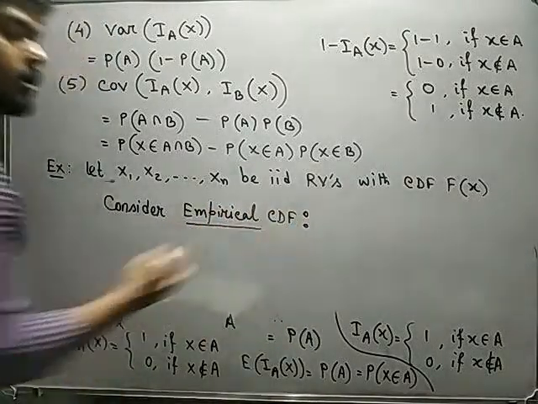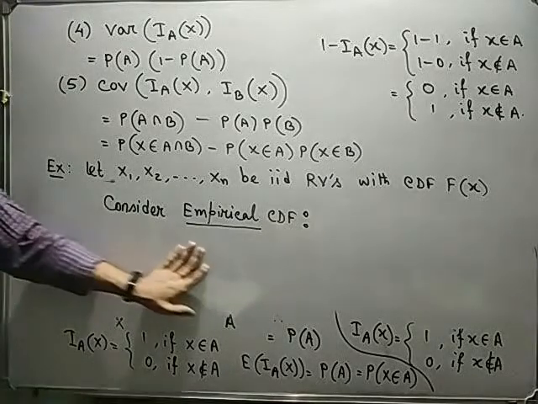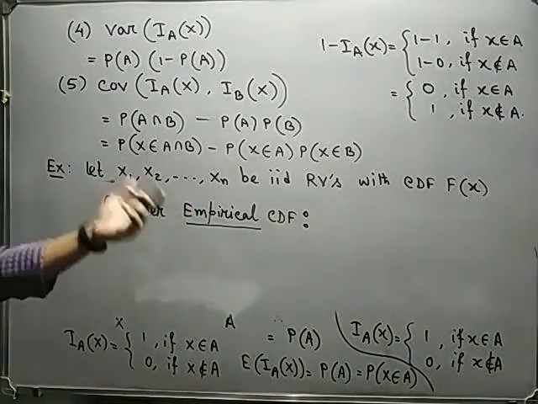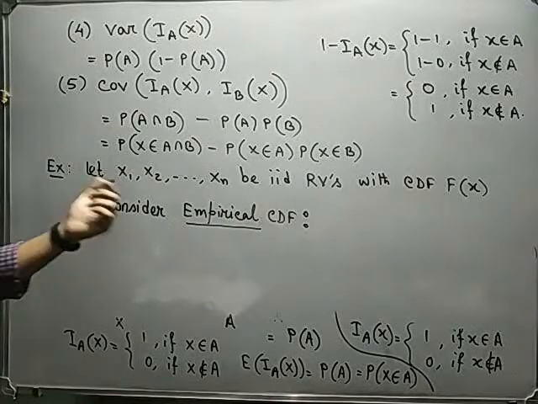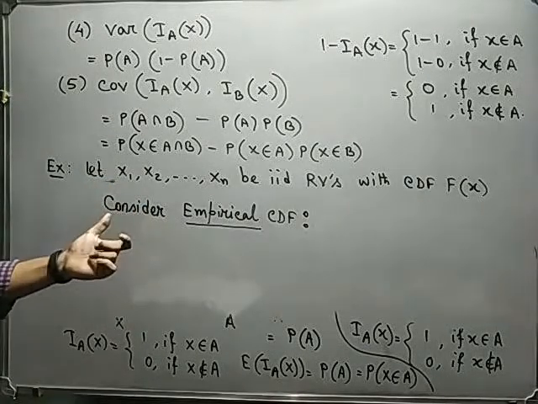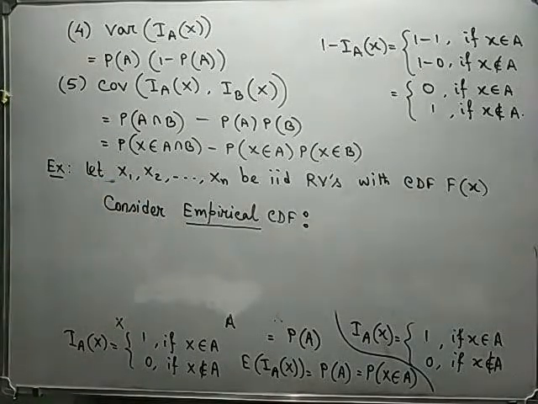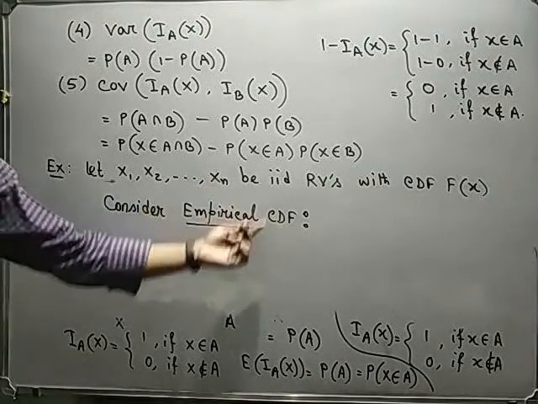Now this word empirical means that if any formula comes from the sample, or is generated from the sample, that formula is called an empirical formula. We all know there is a formula in descriptive statistics, the empirical formula between the mean, median, and mode. That formula comes directly from the sample, so it doesn't have any theoretical proof or anything. So consider the empirical CDF.